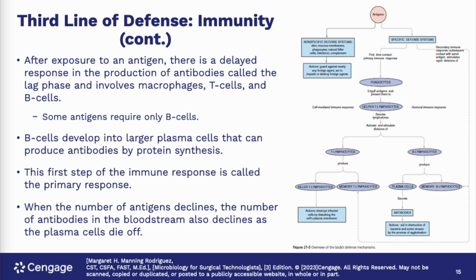Now, some antigens only require B cells to trigger an immune response. These B cells grow into larger plasma cells that produce antibodies to fight the antigen. This is the primary response. As the number of antigens decreases, the plasma cells die off, and the amount of antibodies in the bloodstream also declines.